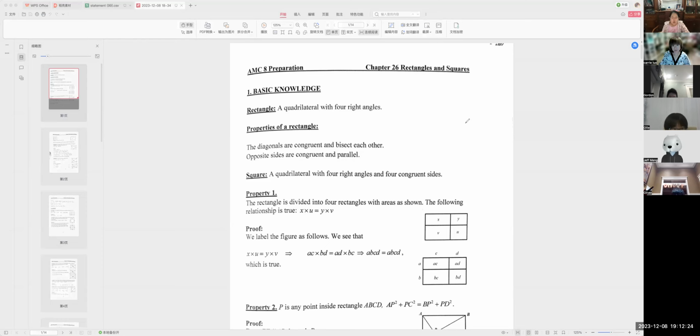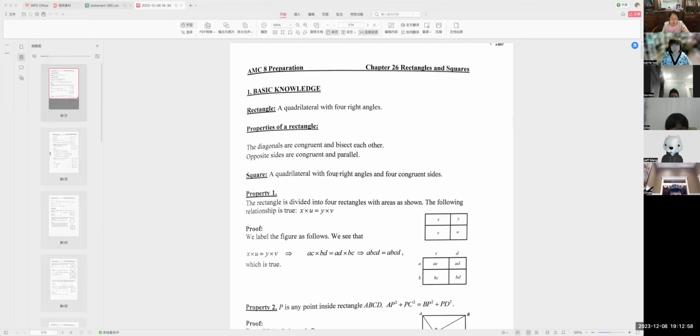So let's take a look at this one, okay? The diagonals are congruent and bisect each other. Okay, so this one's the opposite sides are congruent and parallel because of the rectangle, so we all know that. So let's take a look at this one. This is the diagonal, right? And they are congruent and bisect each other. 这两条一样，这两条. Okay? And opposite sides are congruent and parallel. So every single one is parallel, okay?